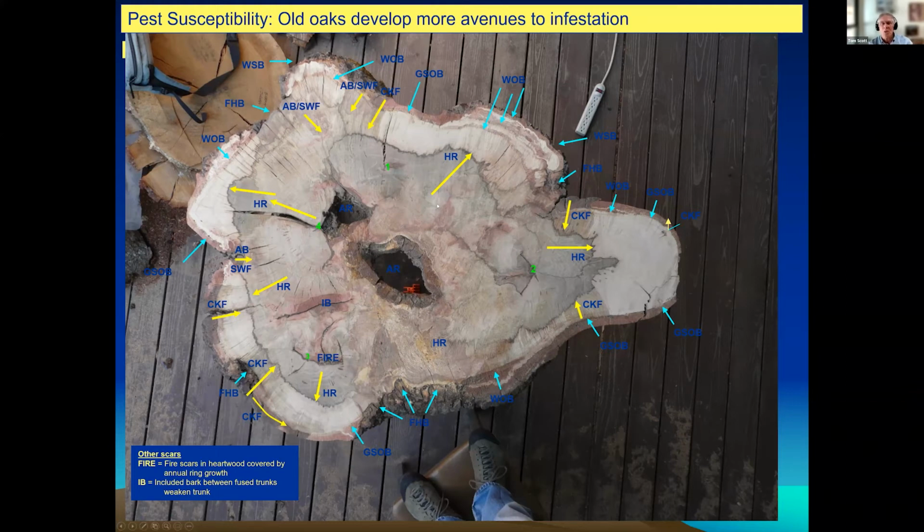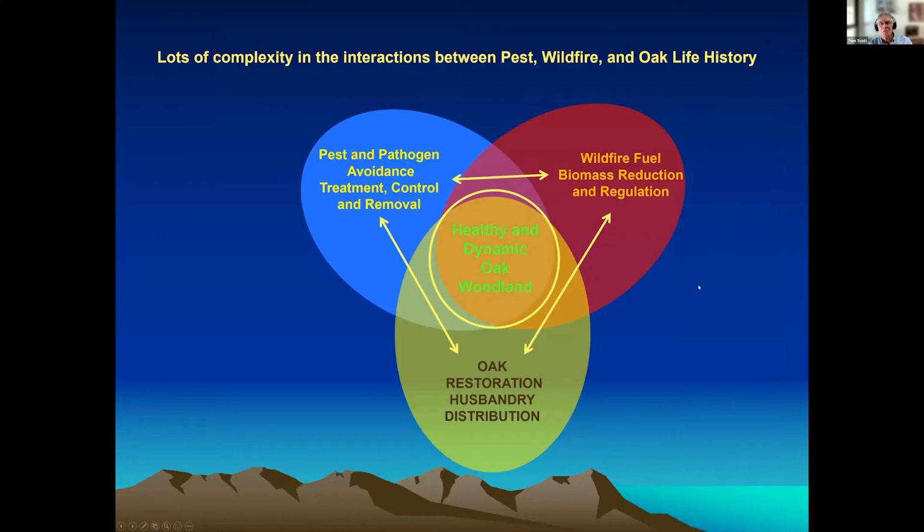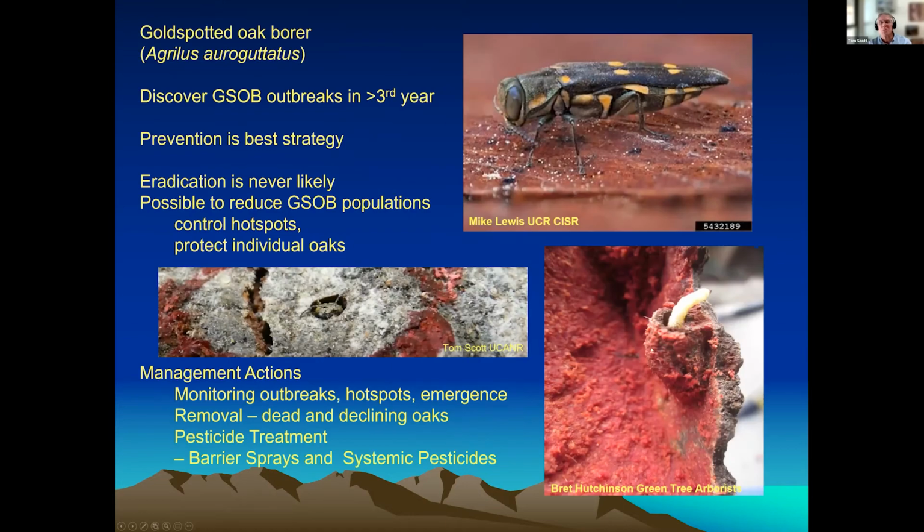And that's one of the things that really makes a tree susceptible to gold spotted oak borer. So I just want to say there's a lot of complexity to looking at interactions, and I think I've just skimmed the surface. I hope I've given you enough interesting ideas that we can move on to gold spotted oak borer now. So I want to say some general things.